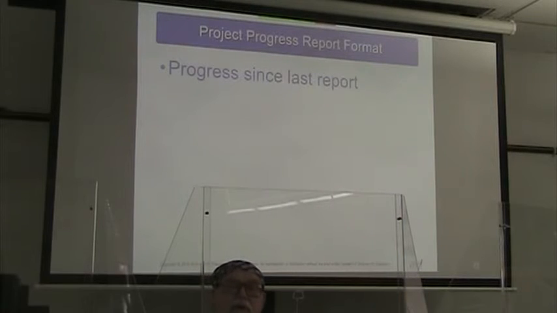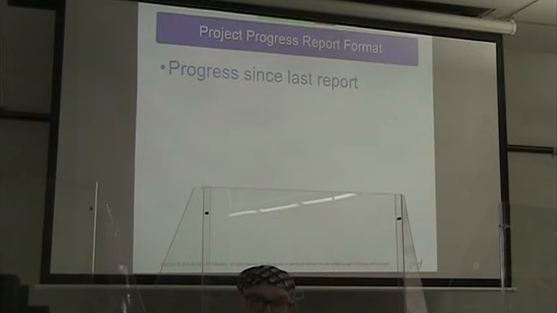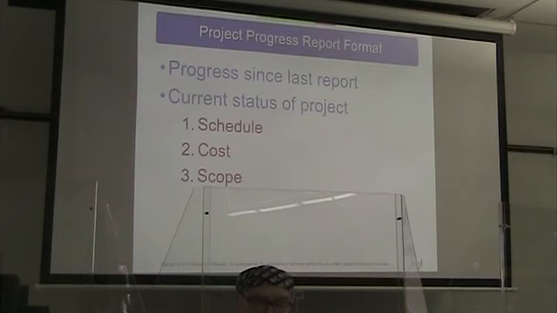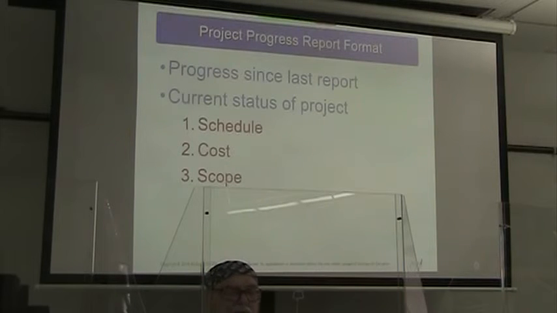All right, so what are we going to put in our progress report? Well, one thing is the progress since the last report. That's going to be something that everybody is going to want to see. The current status of our project. What is the schedule looking like? Are we ahead? Are we behind? What is the cost? Again, ahead, behind, and our scope. Particularly if we've had recent changes in the scope, we want to be sure we're reporting on that.